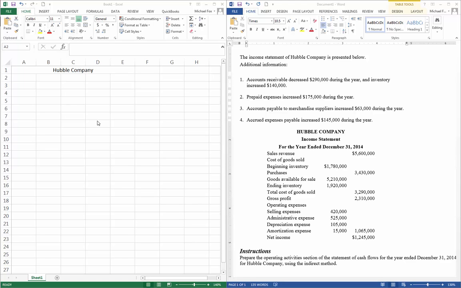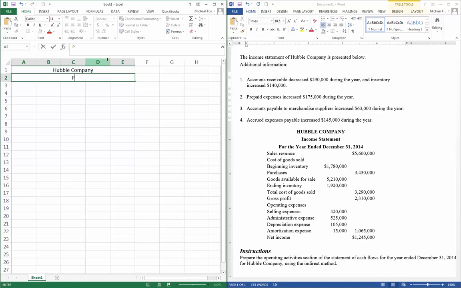This is the income statement of Hubble Company as presented below. Here's our income statement. And there's also this additional information. It gives 4 lines of additional information and tells us to prepare the operating activities section of the statement of cash flows for the year ended December 31st, 2014. So we'll start by doing the header here. This isn't a full statement of cash flows, it's just the operating section. We're going to call it a partial statement of cash flows.